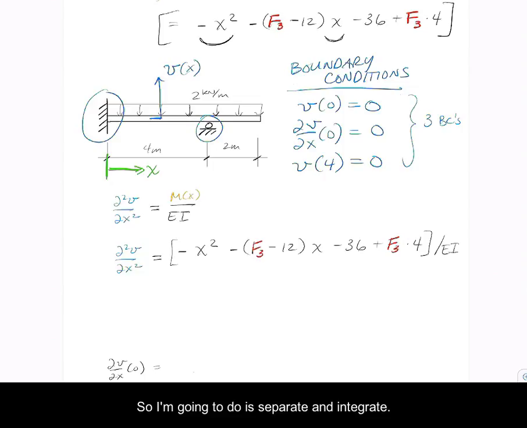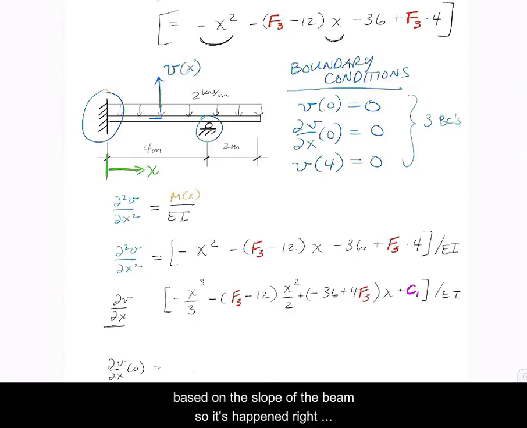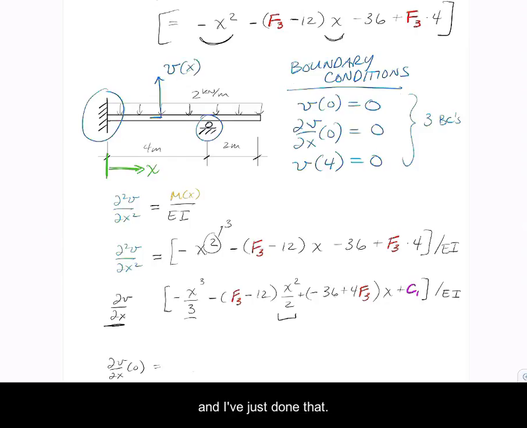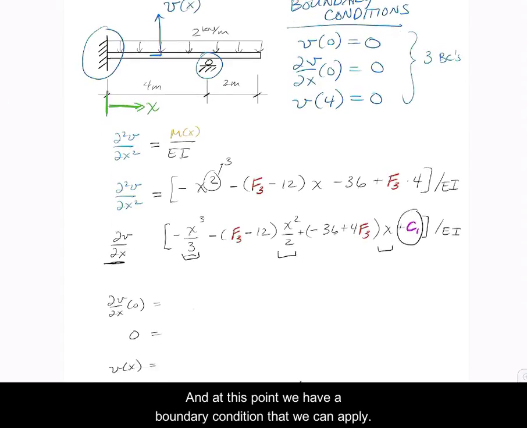So what I'm going to do is separate and integrate, and so I'm going to end up with an equation which is based on the slope of the beam. So what's happened, right? I've raised the exponent to 3 and divided by the new exponent, and I've just done that 3 times. And what's now joined the party is a constant of integration. I've called it C1. And at this point we have a boundary condition that we can apply.